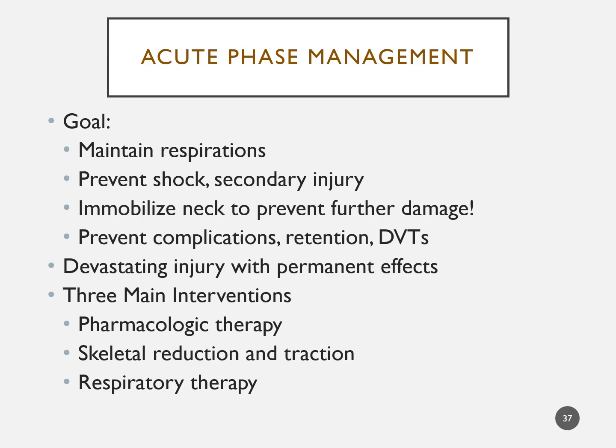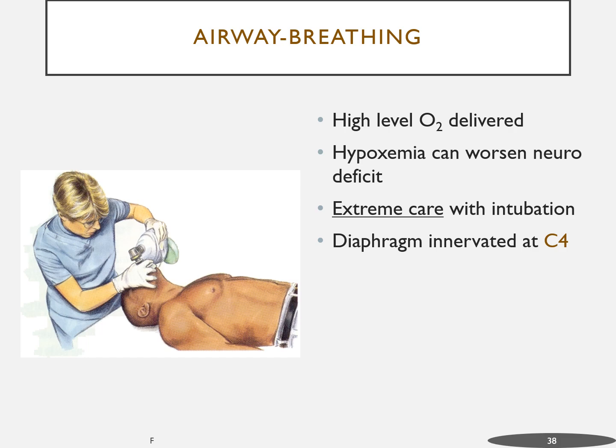Bladder retention, deep vein thrombosis. And these spinal cord injuries, as I've said, are devastating injuries. They do have permanent effects, even if it's not complete. Even an incomplete injury is a permanent effect, which will affect the patient's rest of their life. There's 3 different interventions: pharmacologic, our skeletal traction, and then our respiratory therapy. So let's talk about some of that.